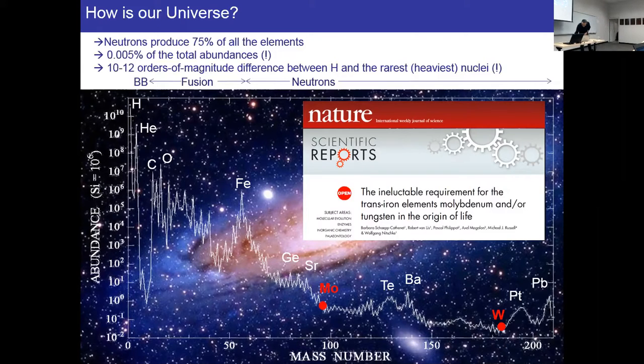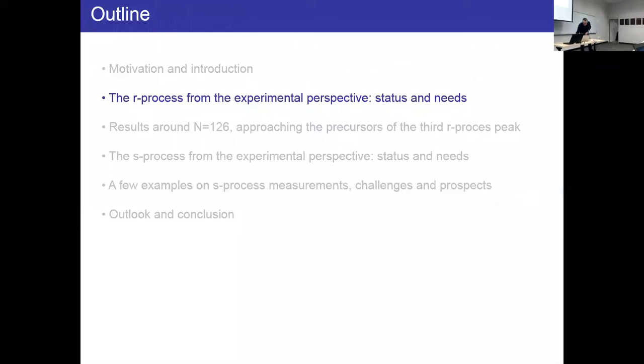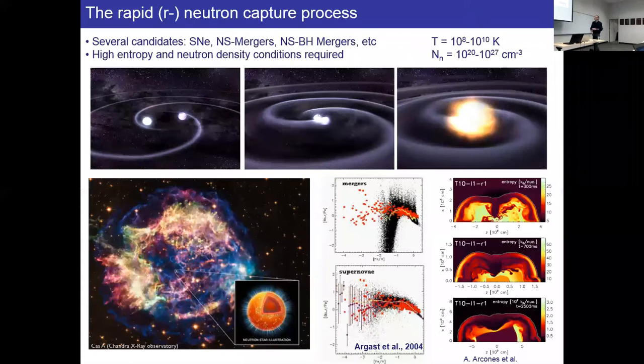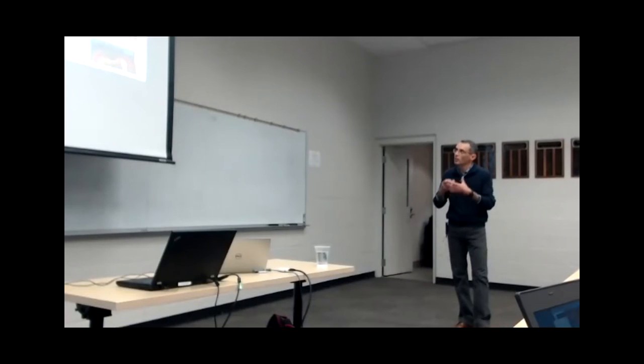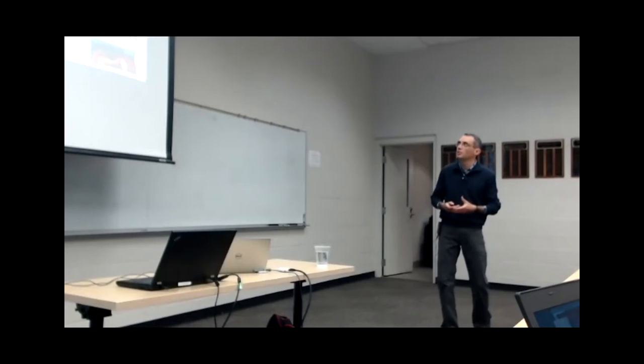Okay, let me start with the rapid neutron capture process of nucleosynthesis. So here there are several candidates. Some of them you have here in this slide. For example, binary systems of two neutron stars, or a neutron star and black hole. Other environments like supernova explosions. Each environment has some difficulties to be ascribed as the final or eventual site of the rapid neutron capture process.